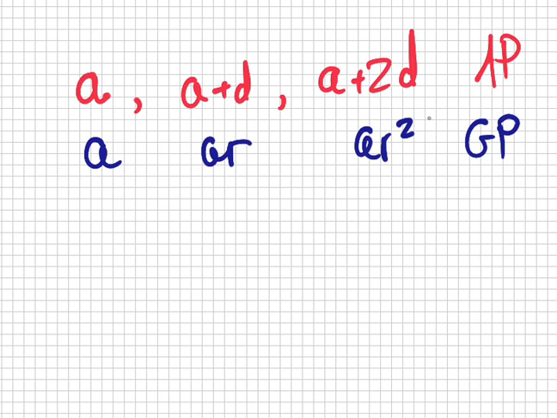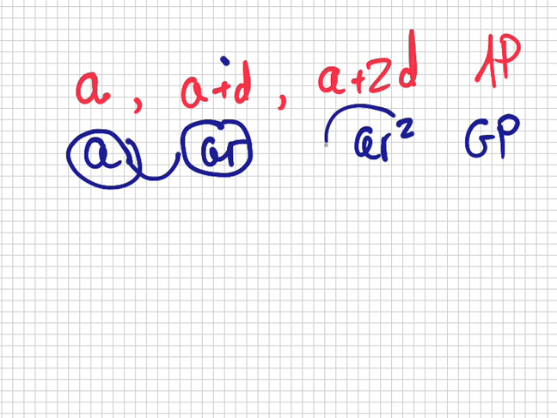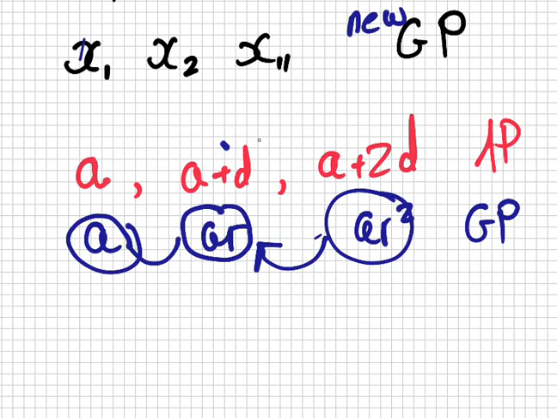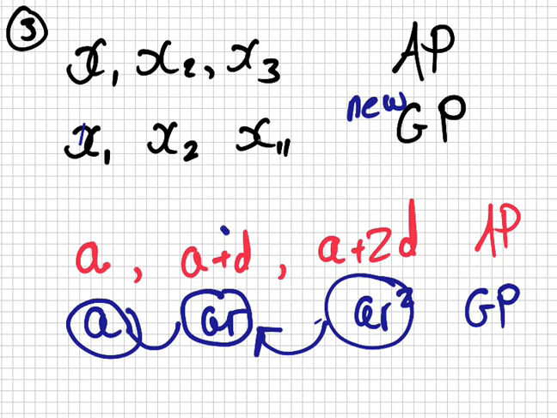This sequence is arithmetic. This sequence is geometric. Maybe some of these numbers are the same, maybe they're different. But what we do know is if I take this number here and divide it by this number, what do I get? I get R. And if I take this number here and divide it by this number, what do I get? I get R. So now I go back here.